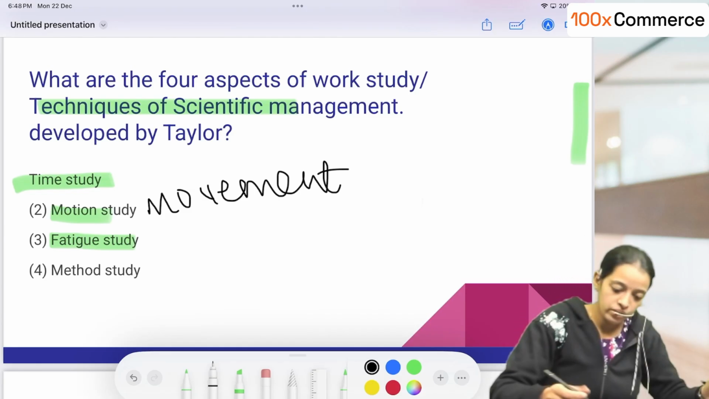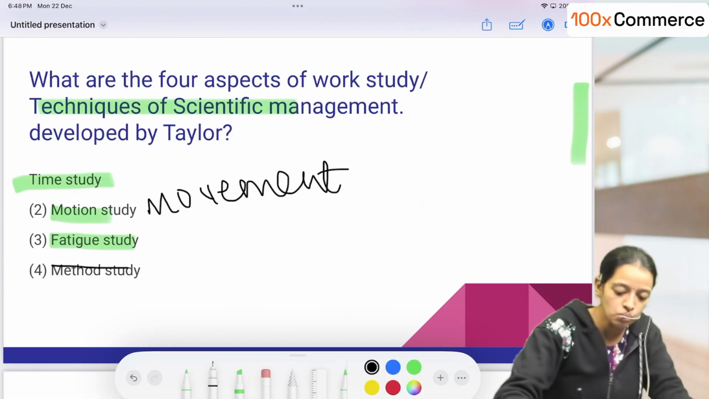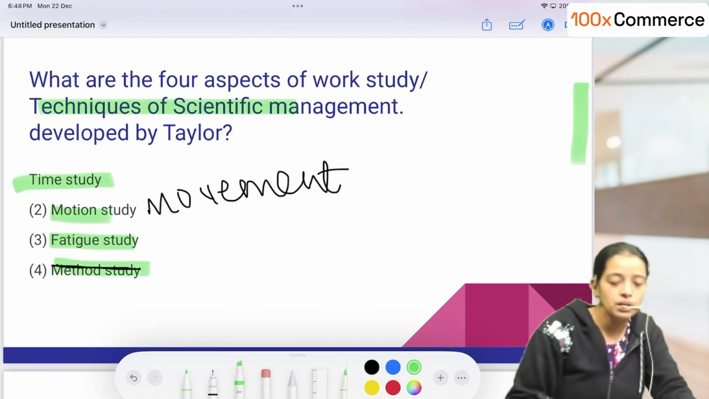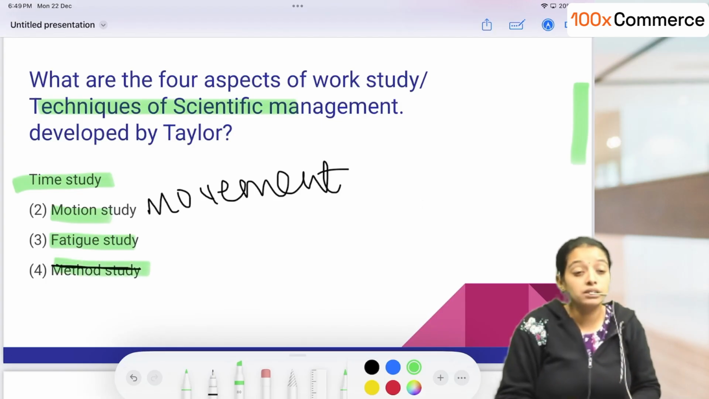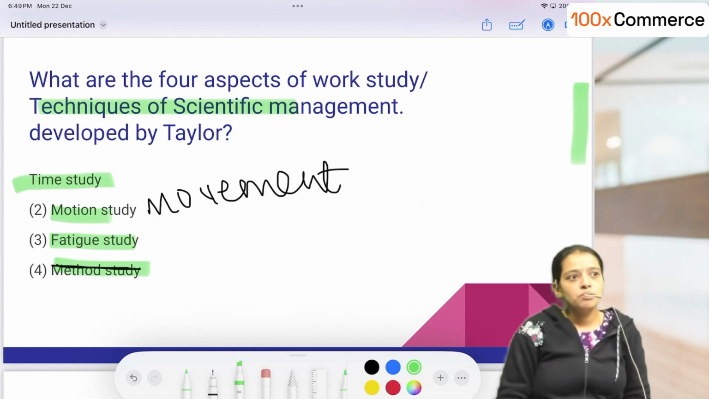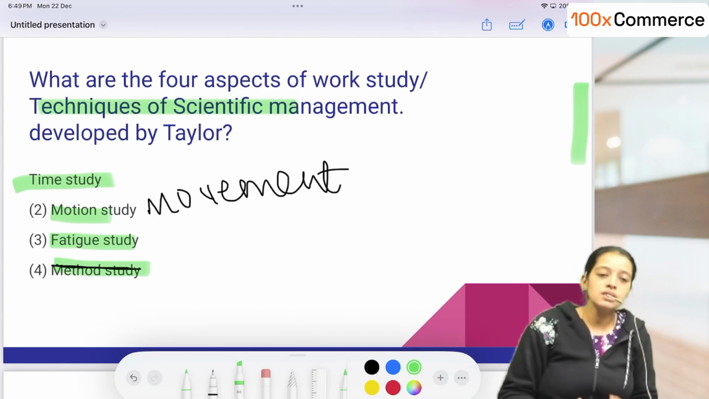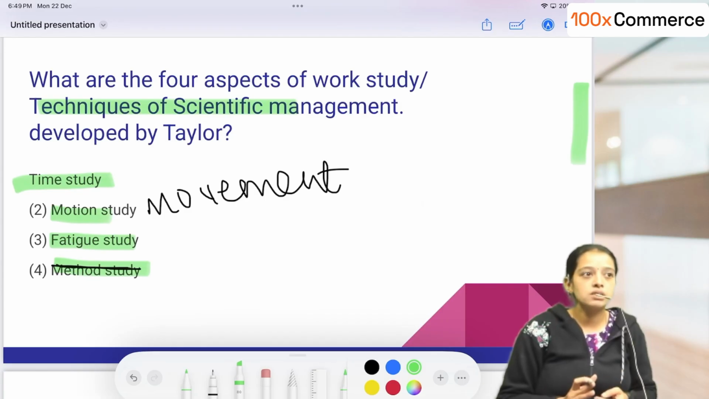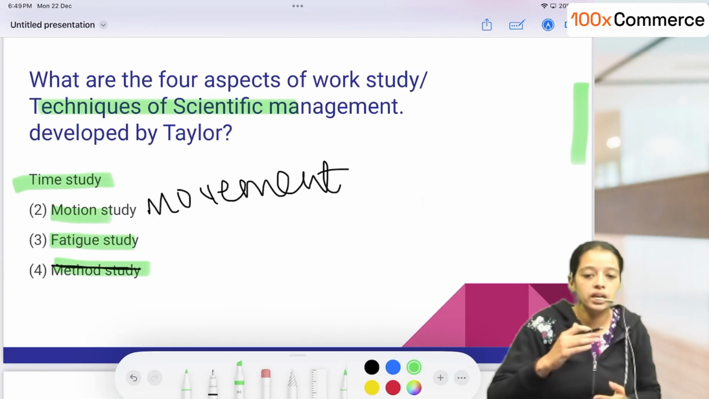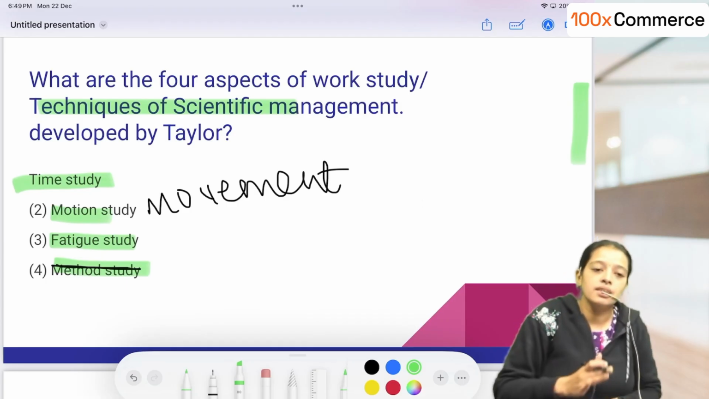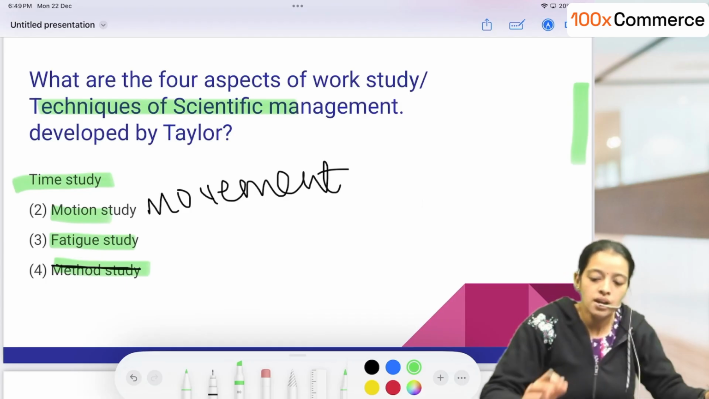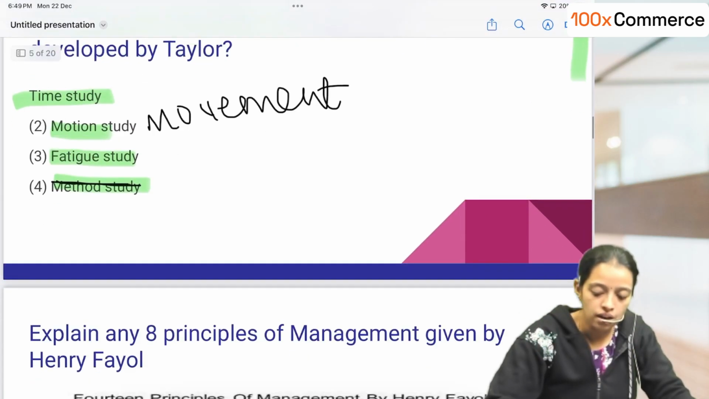The next one will be what? Method study. So what is this method study? As we know, method is nothing but something that we usually follow, a particular methodology. Now various methods are there. So which is the easiest method or which is the more efficient and effective method? That has to be considered at the workplace. Okay, so this was given by F.W. Taylor.